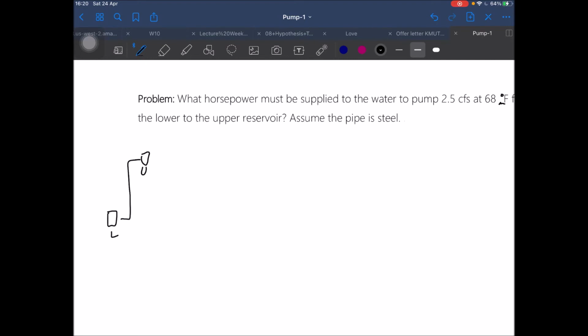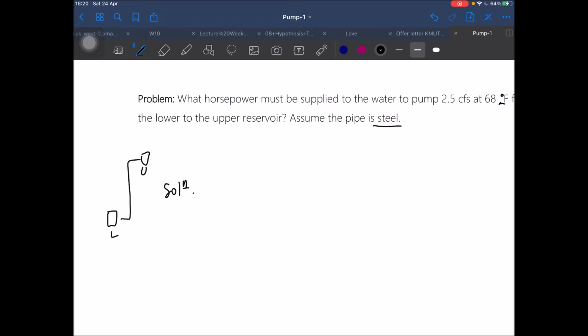Now they say that the pipe is steel. Why do they give us that the pipe is steel? Because each pipe has different characteristics, different specifications. If the pipe is made from steel, the coefficient value or the C value depends on that. If the pipe is from plastic, the friction is not the same as a steel pipe. So it is very important to know what material the pipe is made from. So now we go on to the solution.